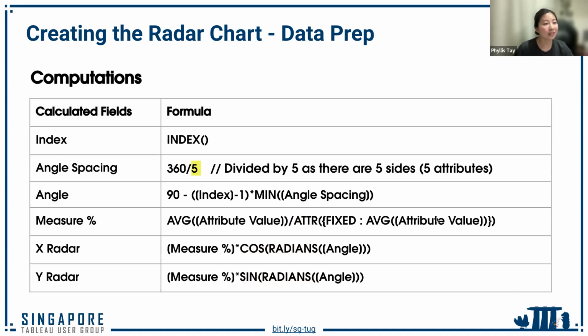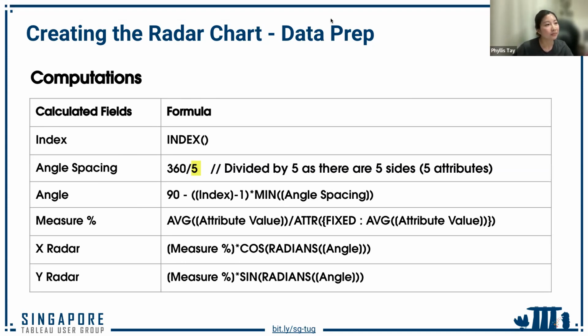Okay, and here are the key calculations required. As you can see, creating a radar chart is not as straightforward because there is some trigonometry involved. But the good news is that you don't necessarily need to understand the computation. The only thing you really need to understand is what I've highlighted in yellow here. This is the number of attributes that you want to visualize. For me, I have 5 attributes, so my angle spacing needs to be 360 degrees divided by 5, so that my radar chart is actually like a pentagon.